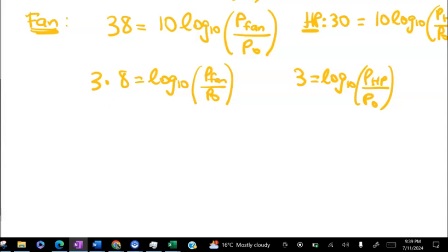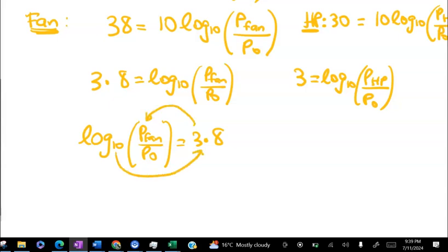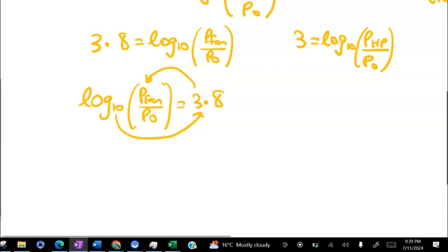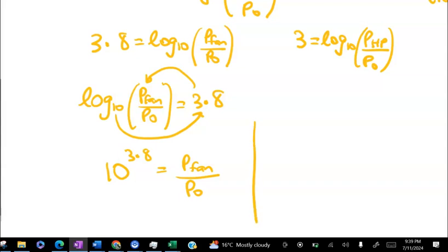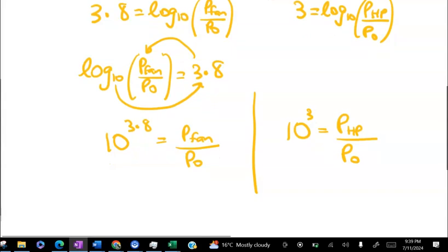Now, the next step I'm going to do is just for my brain. You probably don't have to do this, but those of you who've been in my class will know that I teach logs with the loopy thing, and the loopy thing for me always goes like this, right? I don't know why, but my brain can't do it backwards. So there you go. I'm going to undo the log in here. So now we're going to get 10 to the power of 3.8 is equal to P fan divided by P naught, right? And over here, we're going to do the loopy thing backwards. So 10 to the power of 3 for the heat pump is equal to P HP divided by P naught.